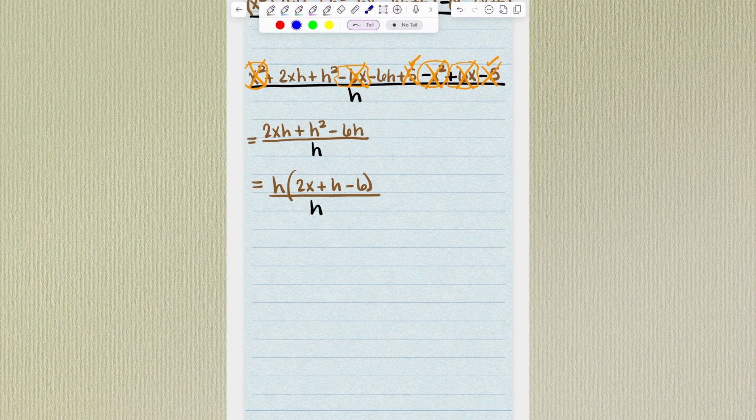So now we can do the division, right? Since this is multiplied, we can divide, this is multiplied here. We can divide these two. So h divided by h will be 1. Cool beans. So we're left with 2x plus h minus 6. And of course, don't forget to put h cannot be equal to 0. That's what we started with. That's the only reason why I'm putting it there.